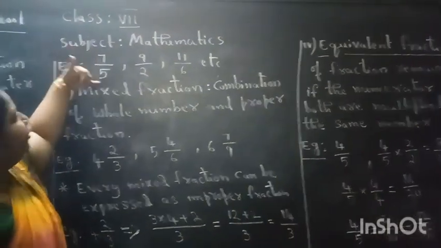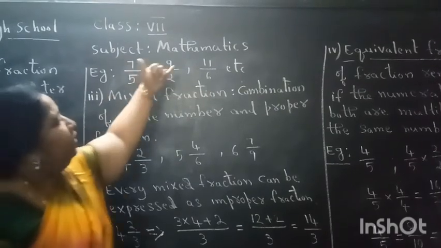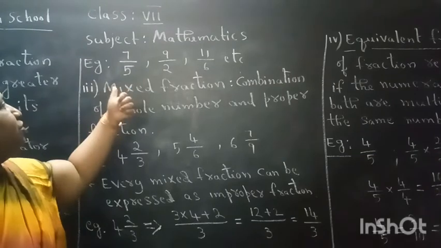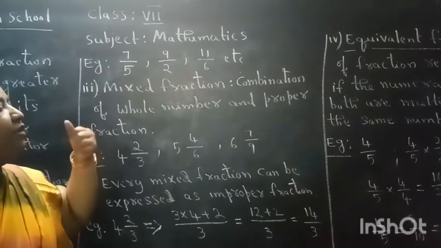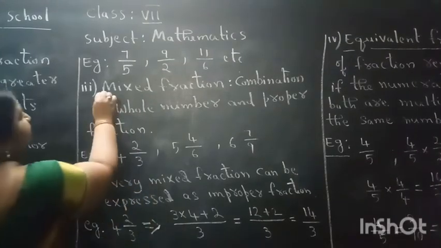Numerator is greater than the denominator. 7 is greater than 5. 9 is greater than 2. 11 is greater than 6. So, a fraction whose numerator is greater than the denominator is called an improper fraction.